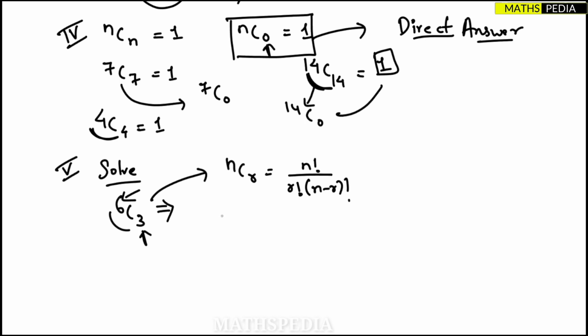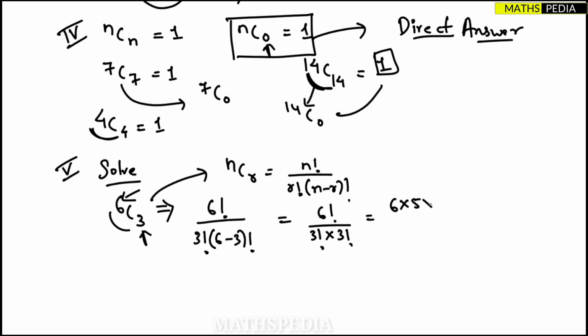6C3 and nCr. So n means n factorial you have to do. r factorial is 3 factorial into 6 minus 3 factorial. So it will be equal to 6 factorial by 3 factorial into 6 minus 3, which is 3 factorial. Now 6 factorial I can write as 6 into 5 into 4 into 3 into 2 into 1. Decreasing order you have to write, multiplication in decreasing order till 1. Now 3 factorial is nothing but 3 into 2 into 1. Again 3 factorial is 3 into 2 into 1.